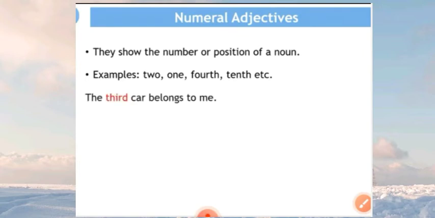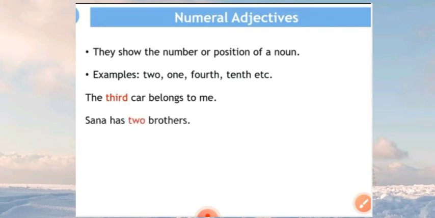So let's take some examples here. The third car belongs to me. Now here, car is a noun and the word third is a numeral adjective because it is showing you the position, right? It is showing you exactly which car I am talking about. The third car belongs to me.